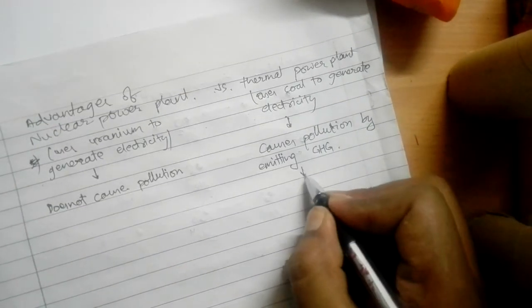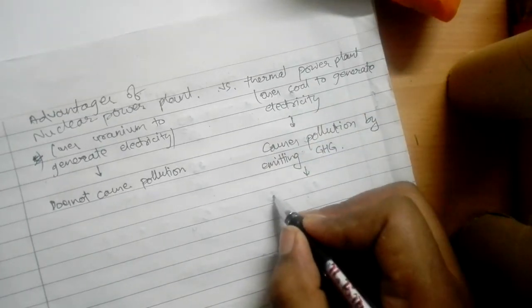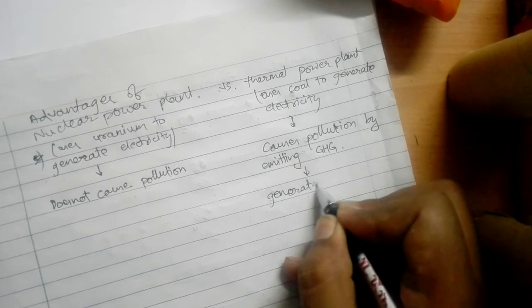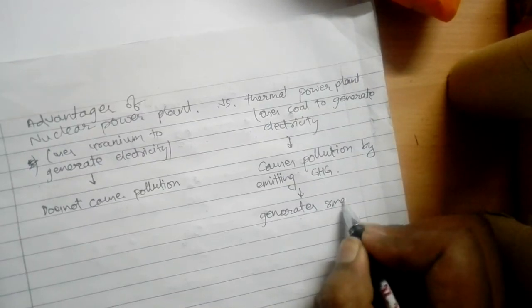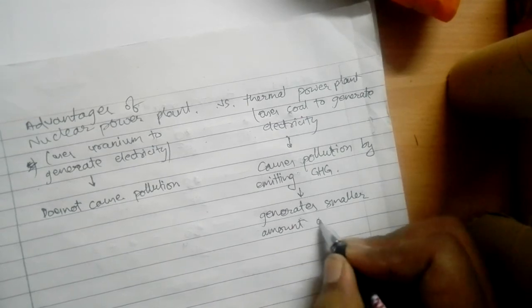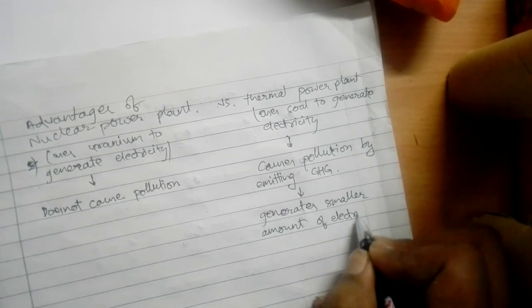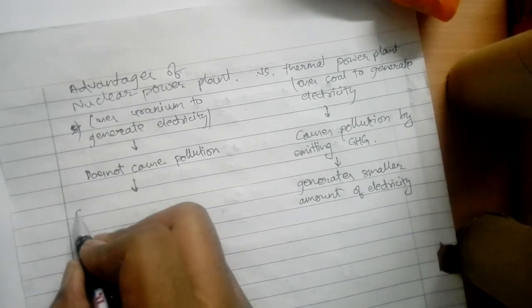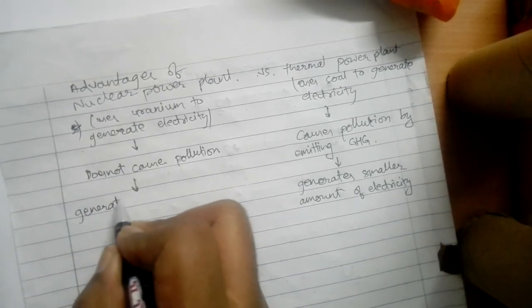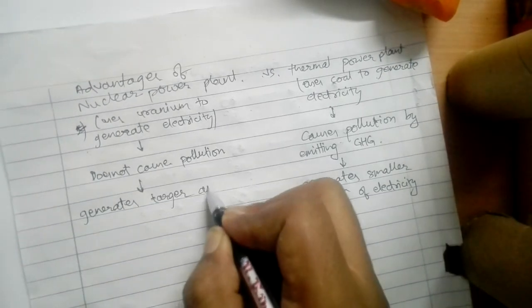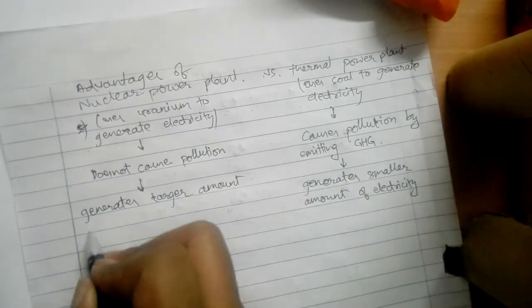And another one is, a thermal power plant generates a relatively small amount of electricity. However, a nuclear power plant generates large amounts of electricity, a larger amount of electricity.